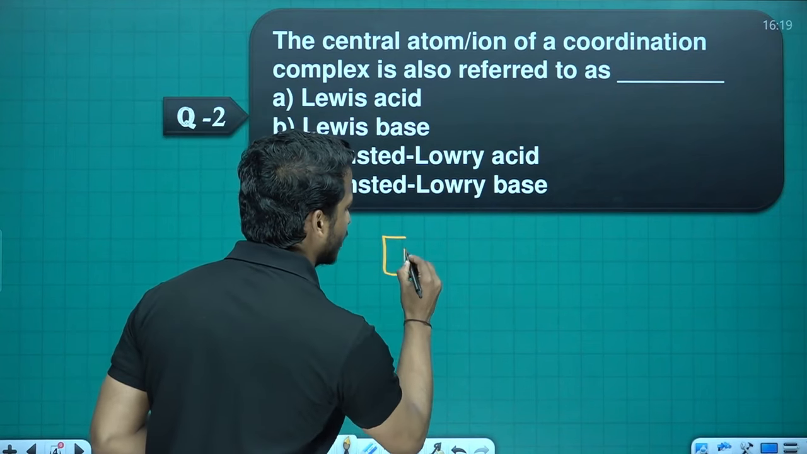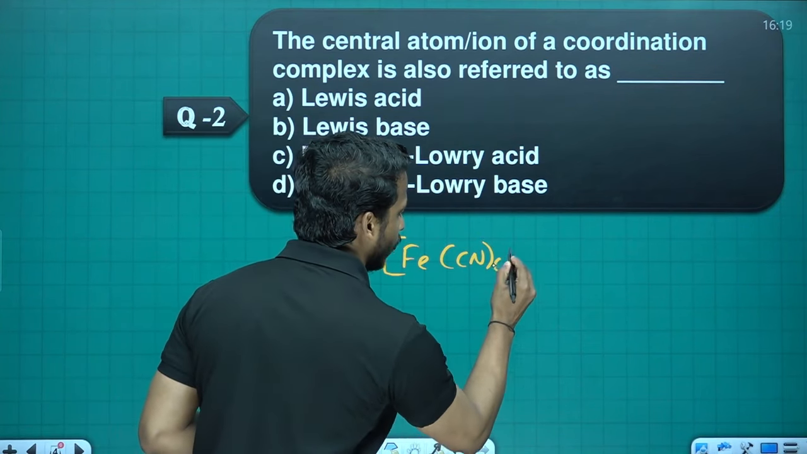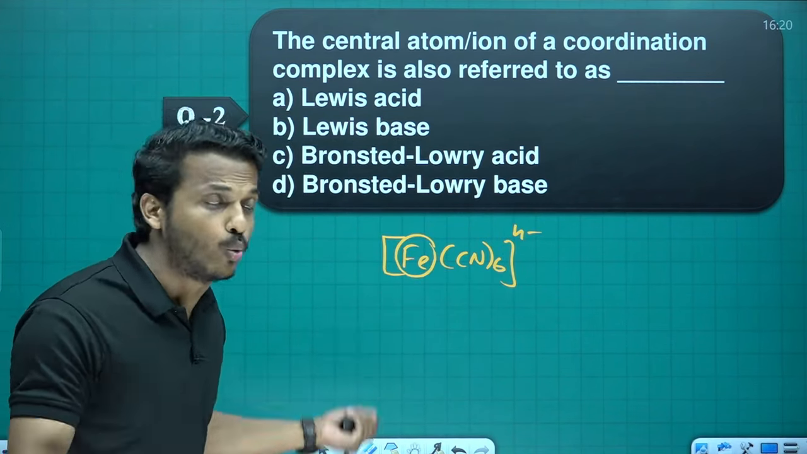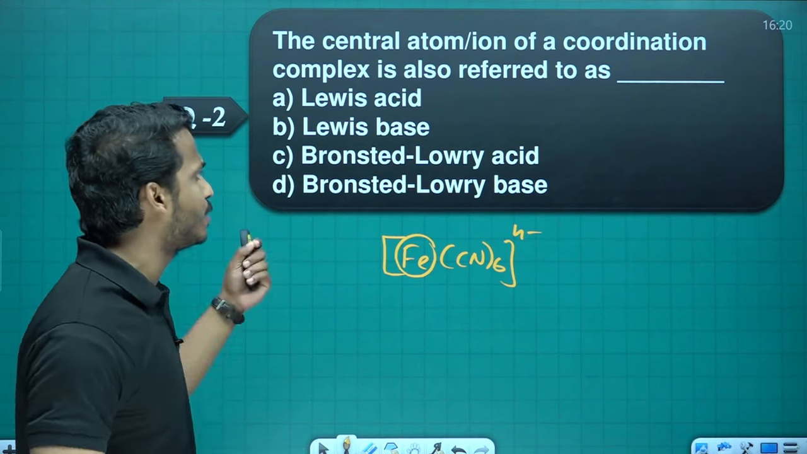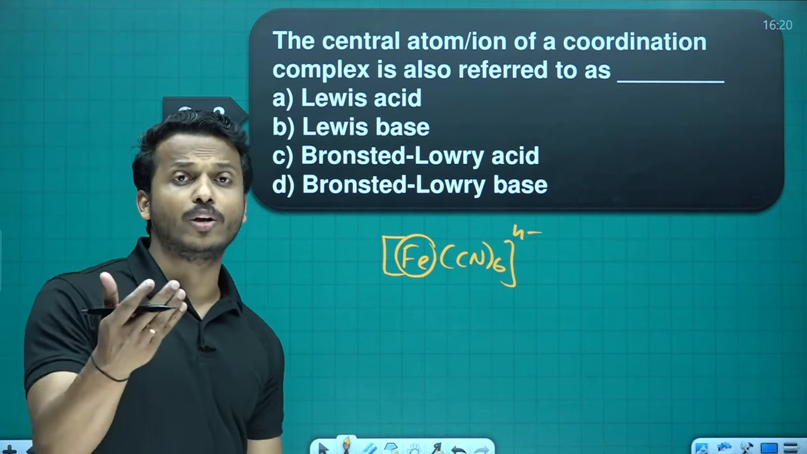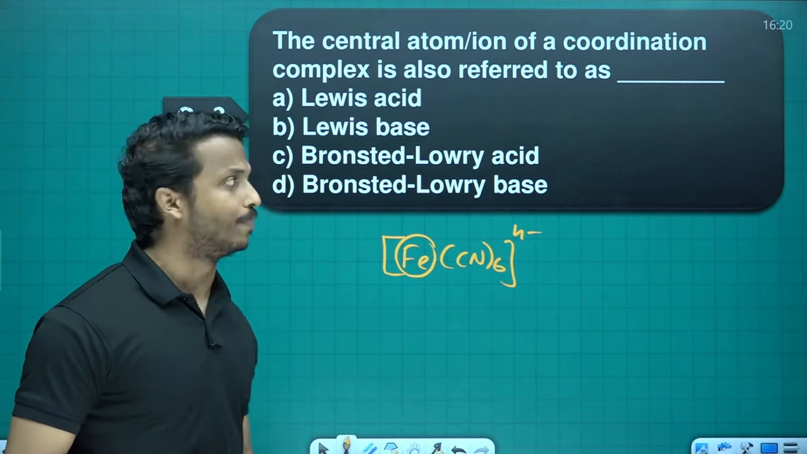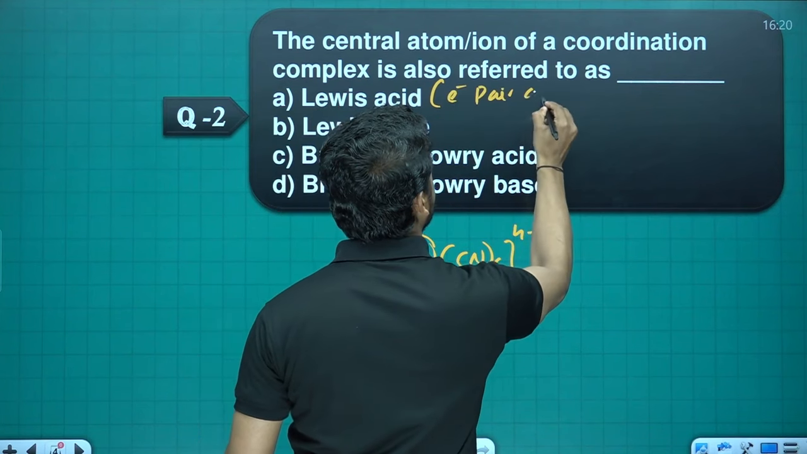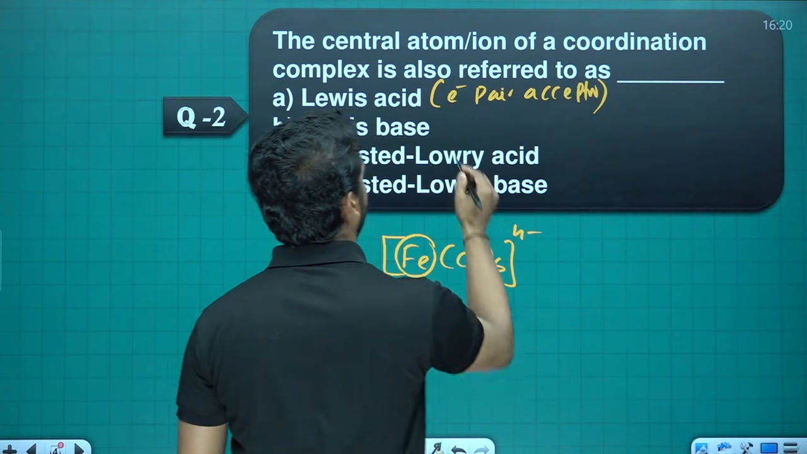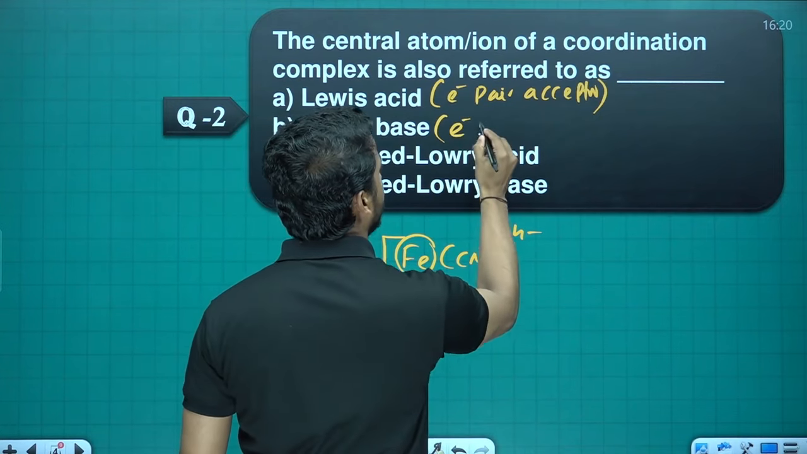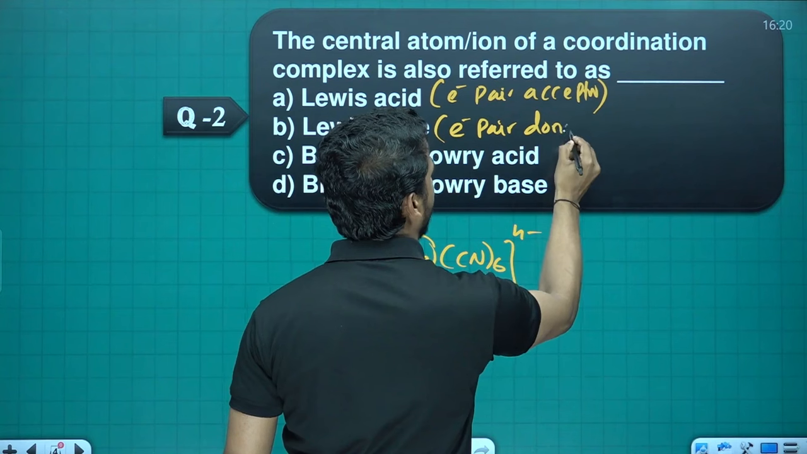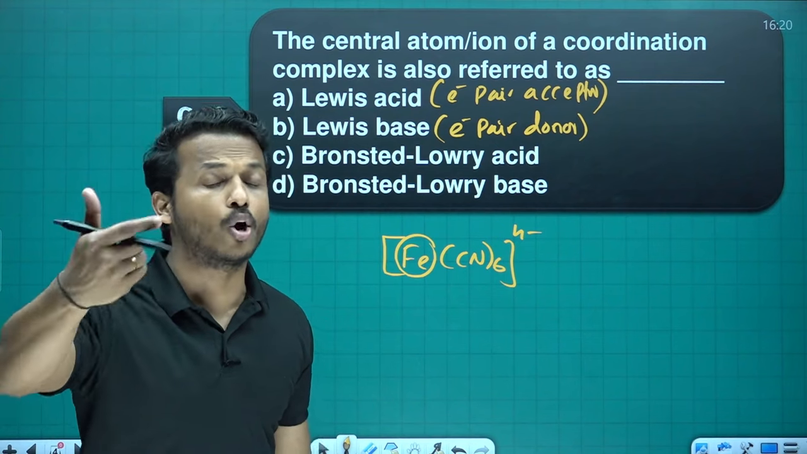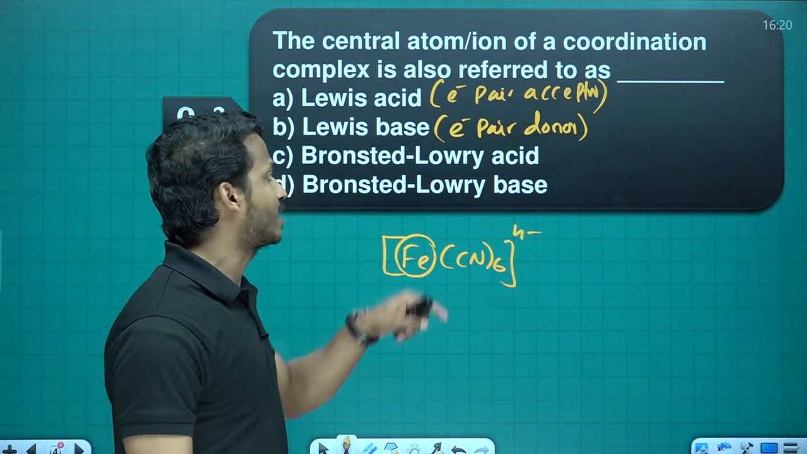Second question, the central metal atom of a coordination complex is also referred to as. For example, consider [Fe(CN)6]4-. Here, which is the central metal atom? Iron, right? Is it a Lewis acid, Lewis base, or Bronsted? You may have studied the Lewis concept and Bronsted concept in 11th grade. A Lewis acid is an electron pair acceptor. A Lewis base is an electron pair donor. Bronsted acids are proton donors, and Bronsted bases are proton acceptors.